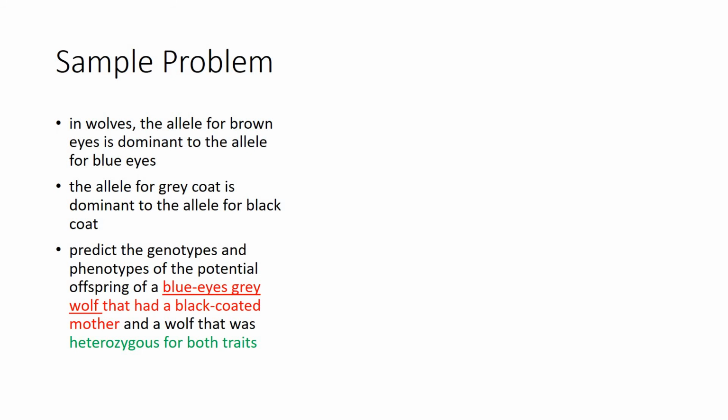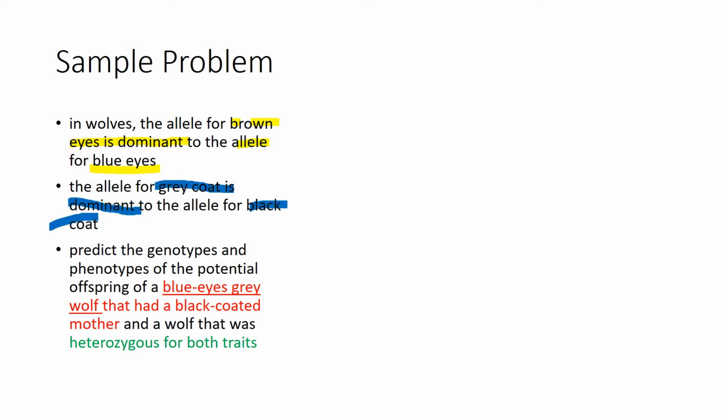Actually, I'm only going to have one sample problem for us today, and then I'll give you your homework after that. So in wolves, the allele for brown eyes is dominant to the allele for blue eyes. And because we have 2 traits, we have a different one: the allele for gray coat is dominant over black coat.